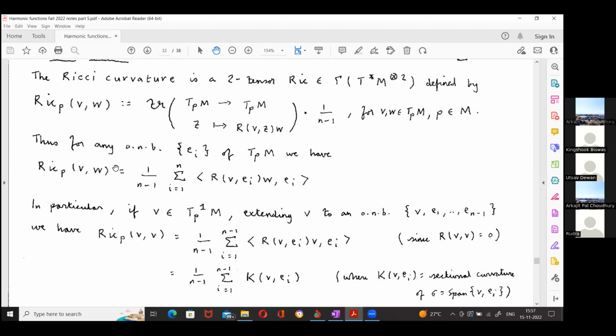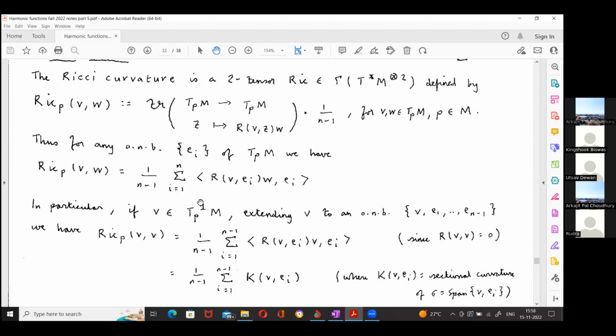Maybe we've done enough to prove it, I think. One second, let me just think. No, that needs a proof. I don't think we've proved it, but it's a fact. This is a symmetric bilinear form. Therefore, it is determined by the quadratic form, Ricci of (V, V). That's a quadratic form, so I need to understand what that quadratic form is.